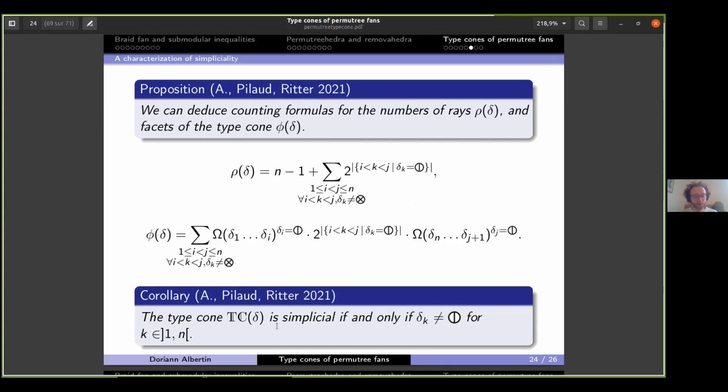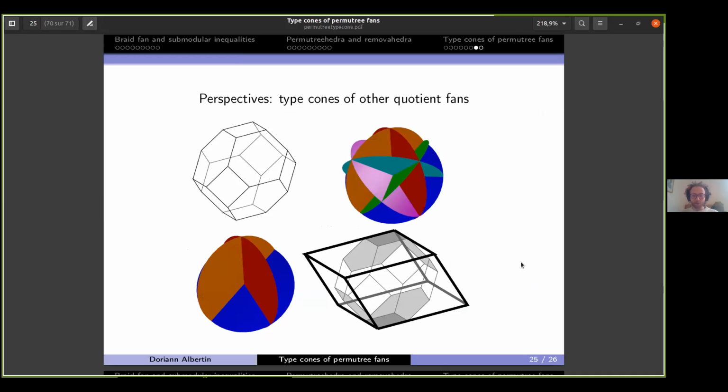So yes, we can know when the type cone is simplicial. So that's all I wanted to say. Now I just want to open up to some perspective. There are a lot of ways you can glue together chambers of the braid fan to get another fan that is polytopal. Among these many ways, the cushion fans are a very interesting one, and we have some good results on them, but we still don't know exactly what their type cones look like. So this would be something to look at.